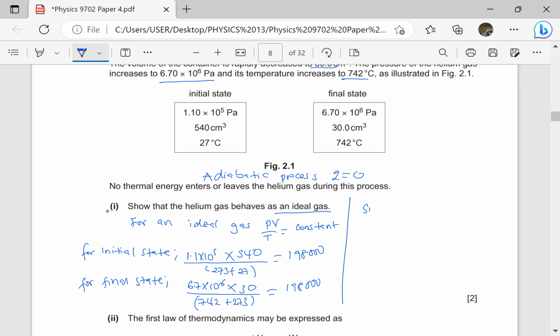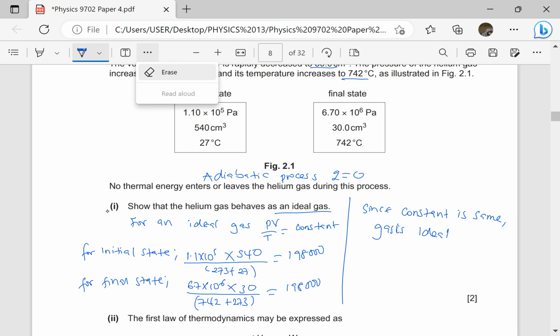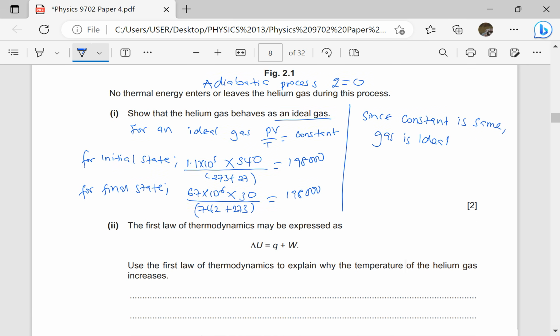So since the constant is the same, then we can simply conclude that the gas is ideal. Since the constant is the same, then I can conclude that the gas is ideal. In other words, PV over T is equal to a constant.